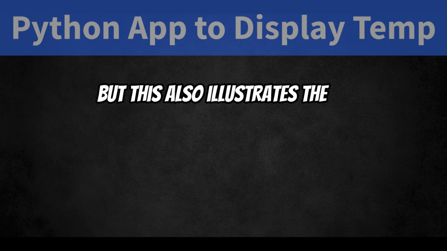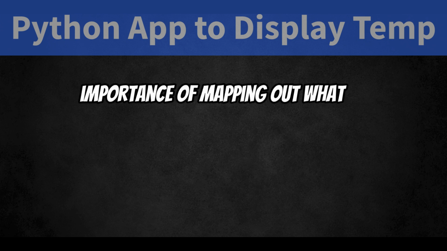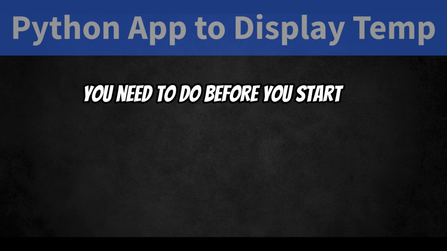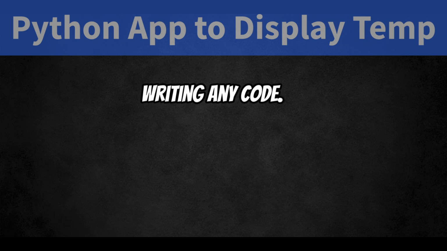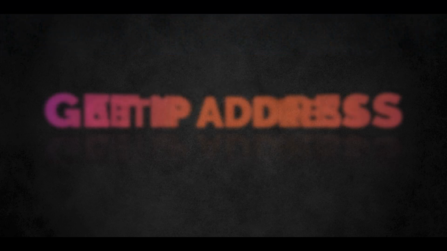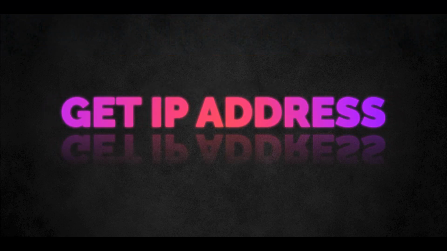But this also illustrates the importance of mapping out what you need to do before you start writing any code. So we don't need to get the IP address of the system we are using. That's likely to be a private internal address. To get our location, we need to find out the public IP address of the router that we are using.